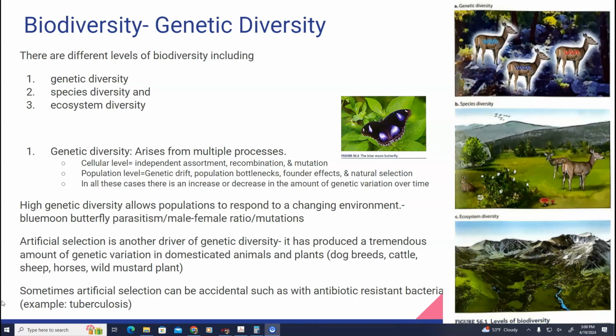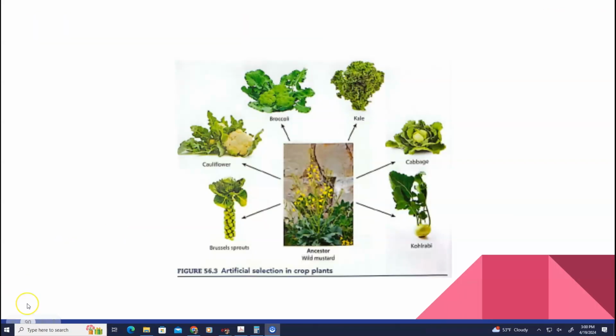Genetic diversity arises from multiple processes listed here, and as we know, high genetic diversity allows populations to respond to a changing environment. It keeps those populations going over time. Even artificial selection can make more variety. For example, the ancestral wild mustard plant has been artificially selected to make each one of these other crops, depending on what traits were selected for in the wild mustard.